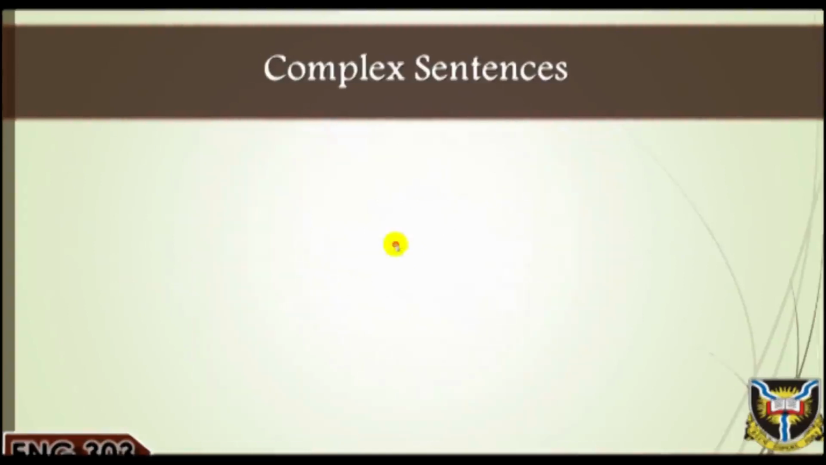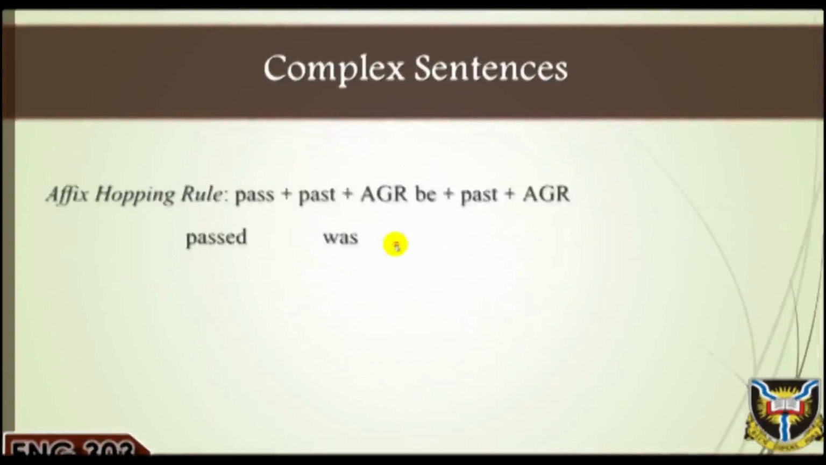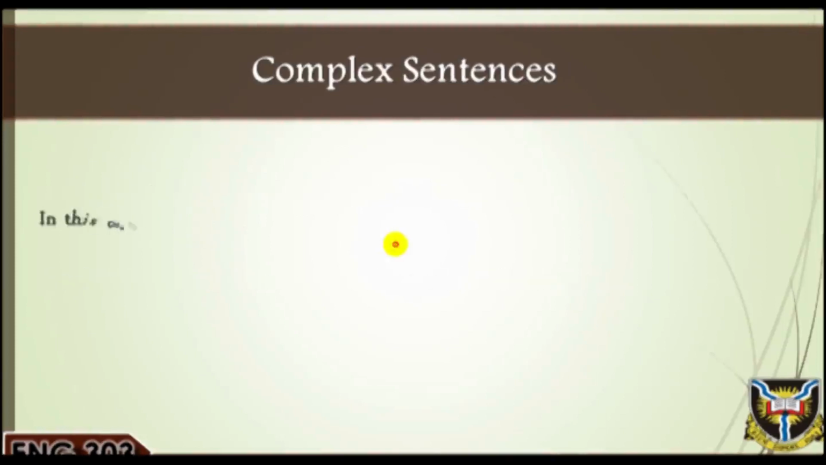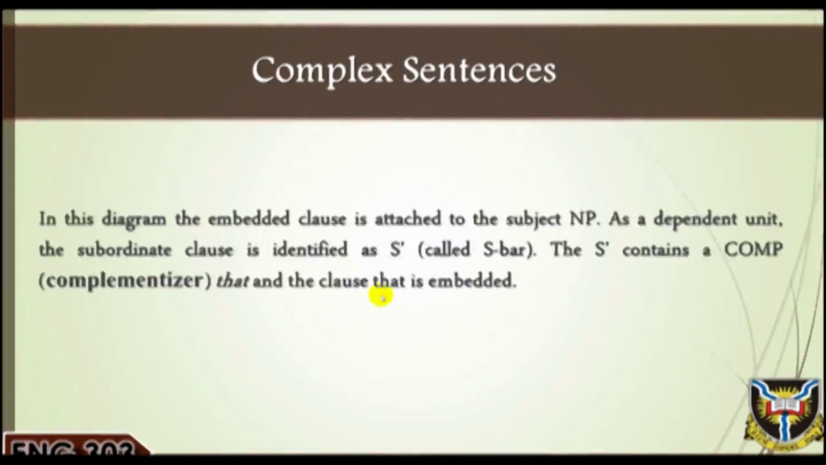Surface structure. The news that Abu passed well was good. In this diagram, the embedded clause is attached to the subject NP. As a dependent unit, the subordinate clause is identified as S', called S bar. The S' contains a COMP, complementizer, that, and the clause that is embedded.